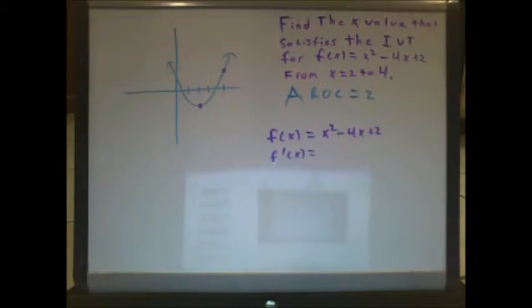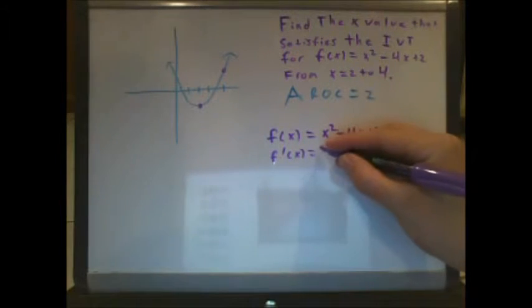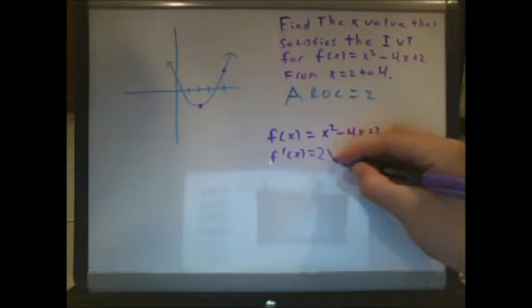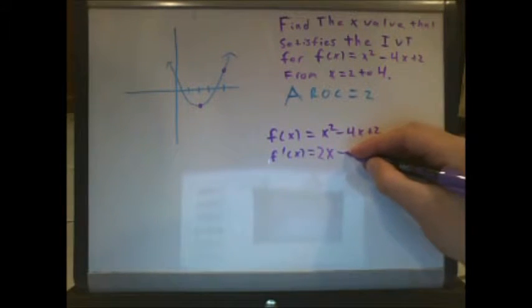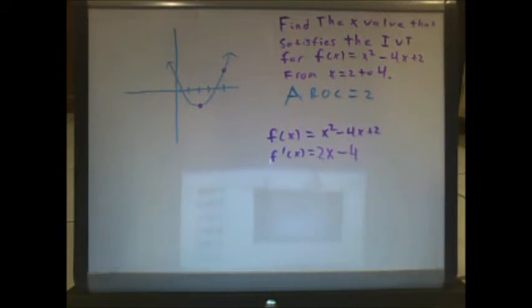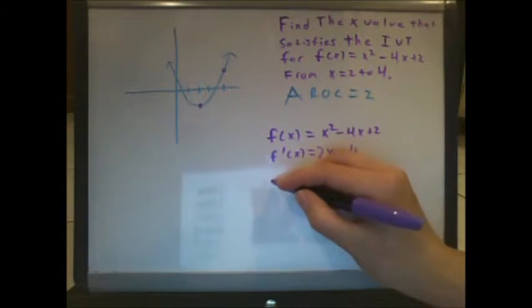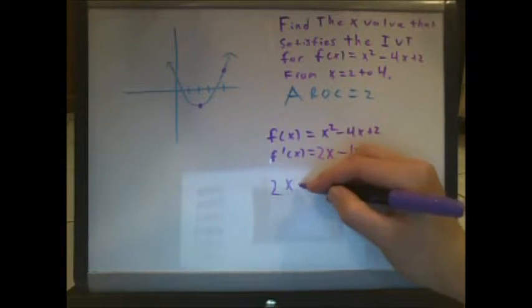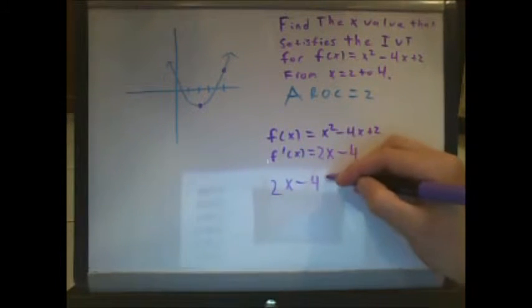The next step is to find the instantaneous rate of change. To do this, we take the derivative of our original function. By using the power rule, we get 2x - 4. Now that we have both the instantaneous rate of change and the average rate of change, we're going to set them equal to each other. So 2x - 4 equals the value we already found, 2.